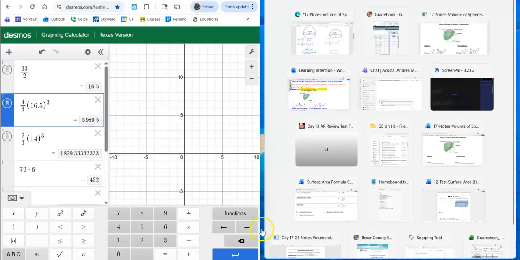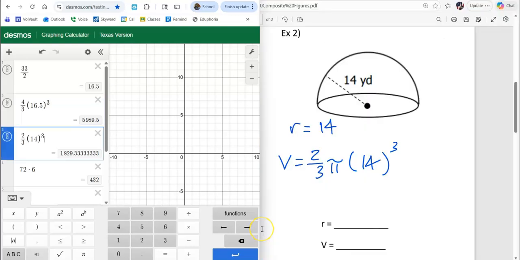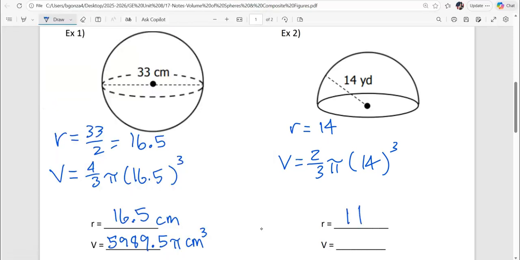All right, now when you type it in, 2/3, 14 cubed, no pi. You get 1829.3. And since we didn't type the pi, we write the pi. Units of measure here are yards, and yards cubed for my volume. Write it. Y'all ready to move on? Let's write it down. Hurry up.